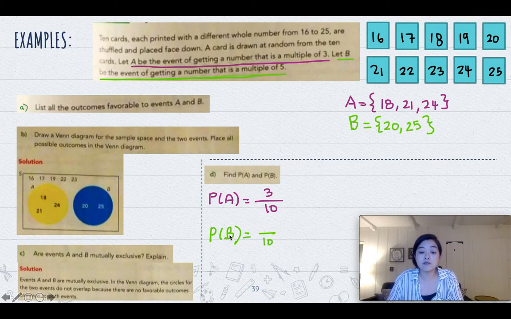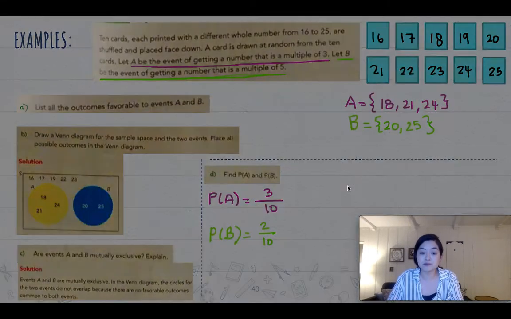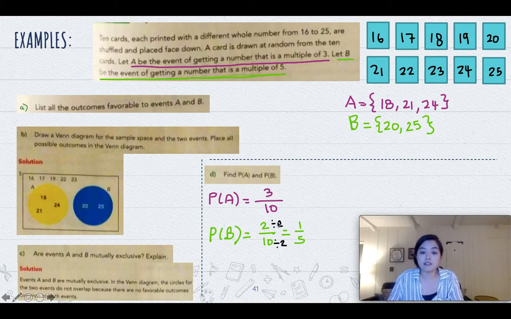My probability of event B, which is getting a number that's a multiple of 5. Again, my total number of items in the sample space is 10, so I put that in the denominator. My numerator is the total number of outcomes that are favorable to B, which is 2. So I put that in the numerator, so it's 2/10, okay? And then I can simplify that, and that'll become 1/5, or 1 out of 5.